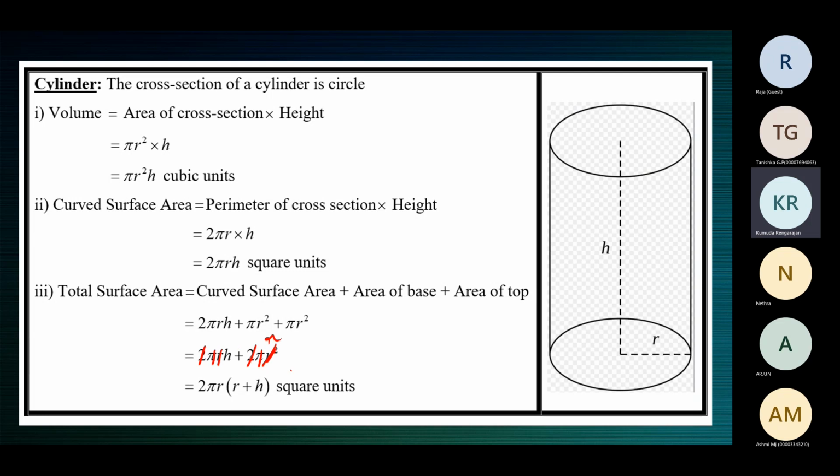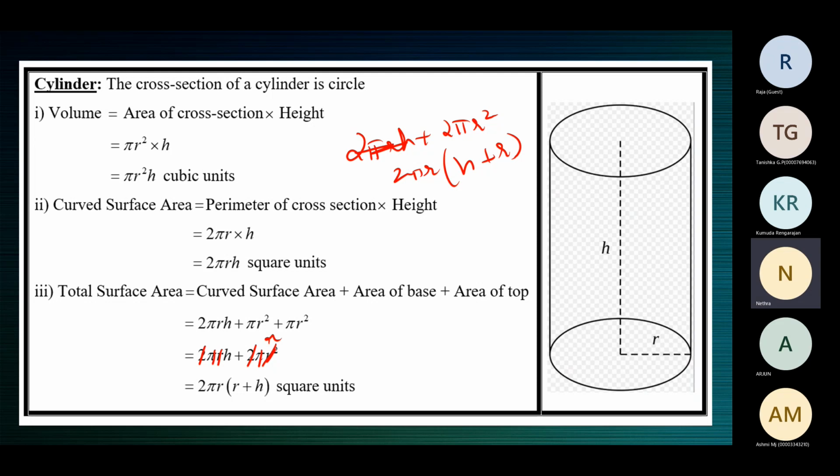So in the bracket h plus r or r plus h, because see here 2 pi r h plus 2 pi r square. So you're taking out 2 pi r common. If 2 pi r is common, you should write h, then plus r or r plus h. 2 pi r into r plus h. Is this okay, children? Yes, ma'am.